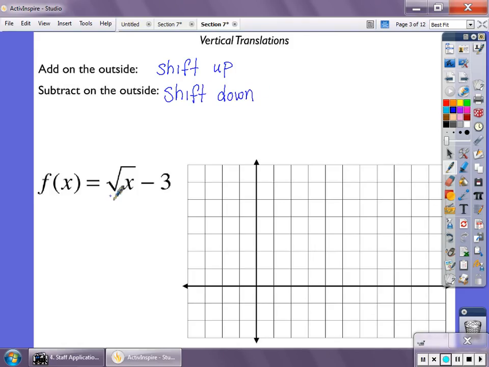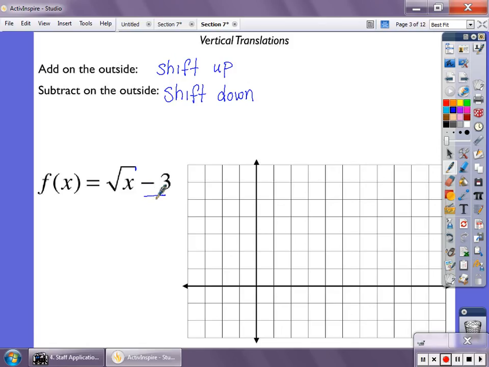So right here we have the square root of x minus 3. And when I say on the outside, this is what I'm talking about. This minus 3 is not in the square root. It's on the outside of the square root. This square root ends right here, and only x is on the inside. The minus 3 is on the outside.